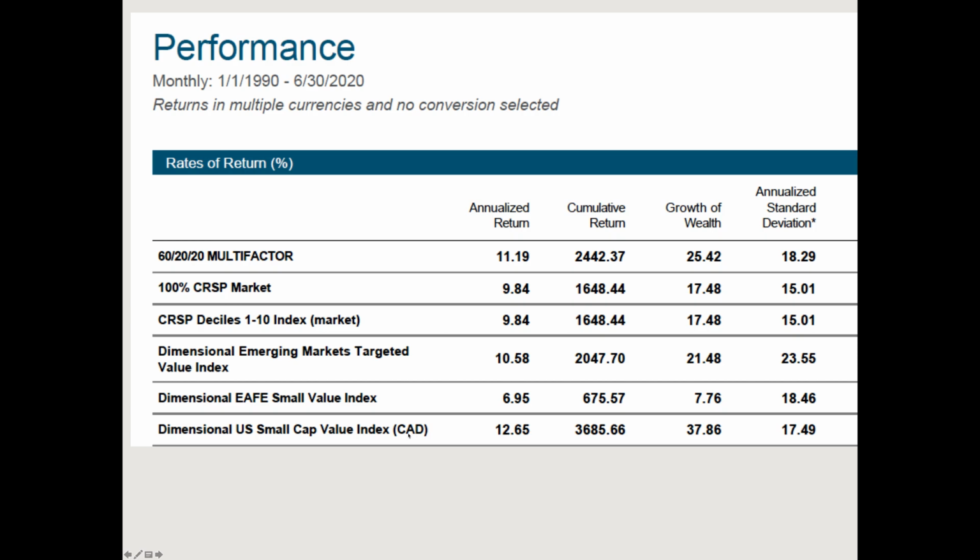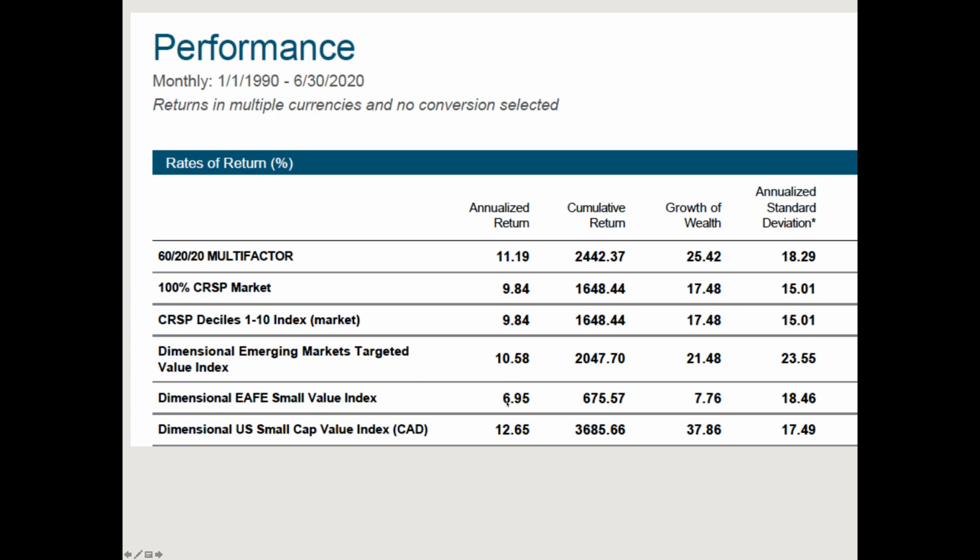But we want to diversify internationally, so we could say the EFA Small Value Index, where EFA is Europe, Australia, Far East. It's basically Western European countries, United Kingdom, Japan, Australia, New Zealand, and a few others. About 24 countries all in all. Pretty low return over this period of time, only close to 7%. And the Emerging Markets Targeted Value Index, which is a small cap, mid cap value tilted index, basically has an annualized return of 10.5%.